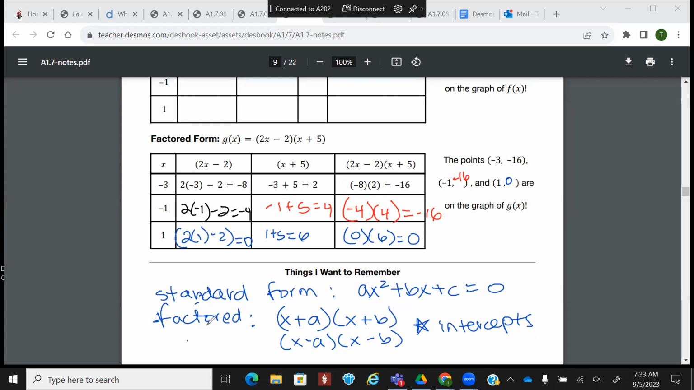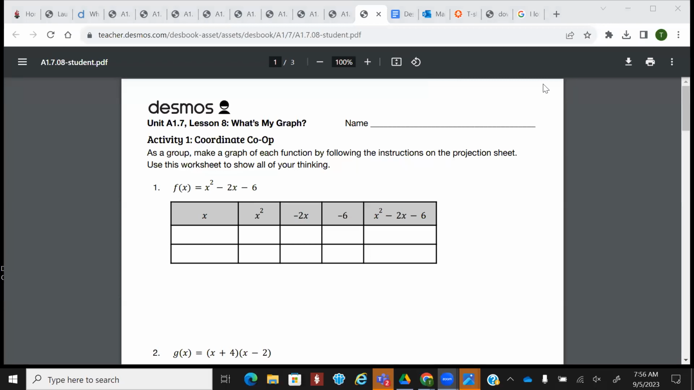But both of them give us the same equation as long as they're written the same. We're going to learn how to break a standard form down into factored form. So that's going to be a little bit later. Okay, so you might have plugged in something different, and that's okay. So let's go ahead and start talking about it.